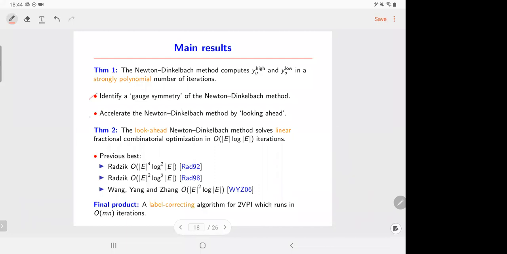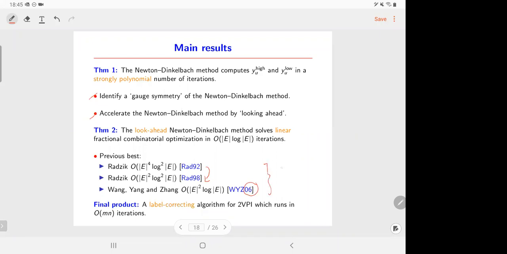And then the next ingredient is that using this gauge symmetry insight, we were able to accelerate the Newton-Dinkelbach method. And this acceleration also allows us to improve some bounds that were previously proved for linear fractional combinatorial optimization problems. So Radzik in '92 was the first to give a bound. He improved it to e squared log squared e. And then recently in '06, this bound was brought down to e squared log e.